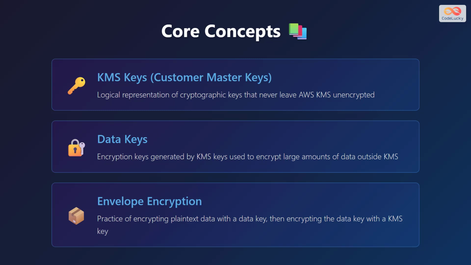Let's understand three core concepts in KMS. First, KMS keys, formerly called customer master keys, are logical representations of cryptographic keys that never leave AWS KMS in an unencrypted form. Second, data keys are encryption keys generated by KMS keys and are used to encrypt large amounts of data outside of KMS. Third, envelope encryption is the practice of encrypting your plaintext data with a data key and then encrypting that data key itself with a KMS key. This multi-layer approach provides enhanced security for your sensitive information.